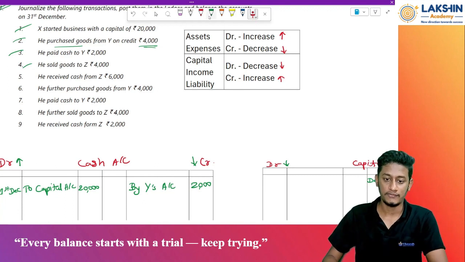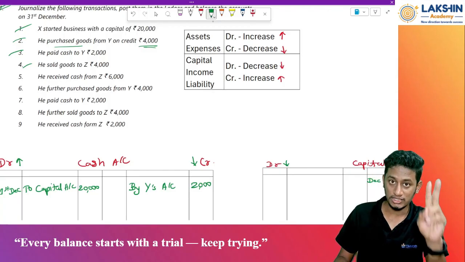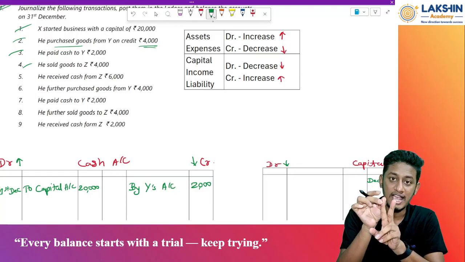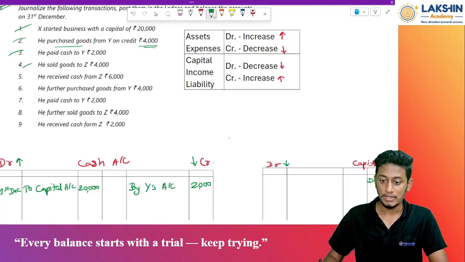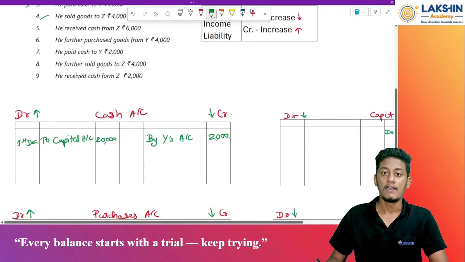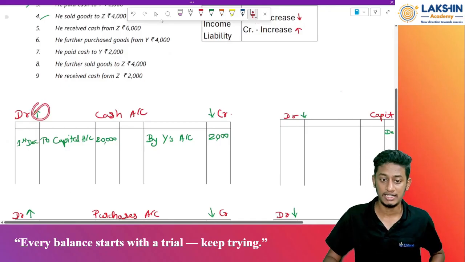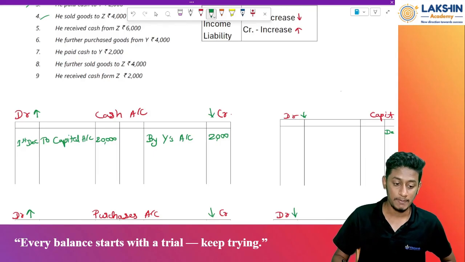Now let us pass the entry for this. Z has paid me the cash. So what are the two accounts that are affected? One is cash and one more is Z's account. Now look how to pass the entry. Because he has paid me the cash, will my cash balance increase or decrease? It will increase. If I receive cash, it will increase. So therefore, I will pass the entry on the debit side.